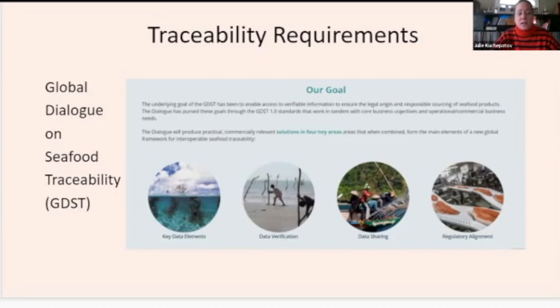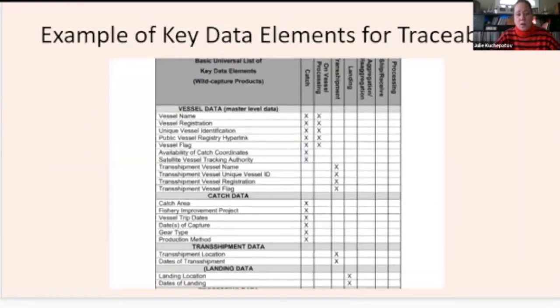So the key data elements are usually very simple, but these should follow the fish throughout the entire supply chain. And it's usually: what's the vessel name, or the name of the fisherman, where it was caught, when it was caught, who caught it, what kind of gear was used, how much it weighed, that kind of stuff. And again, this is a link. You can definitely look at this later. It's the Global Dialogue on Seafood Traceability.